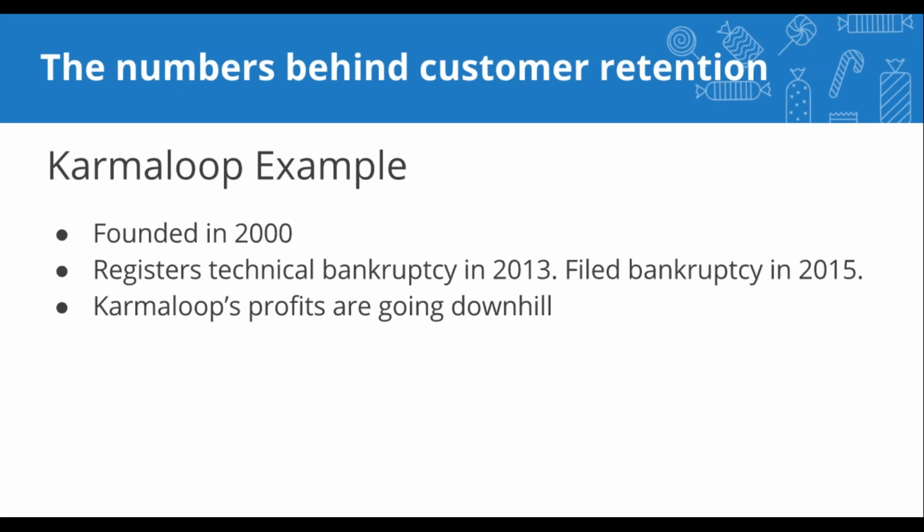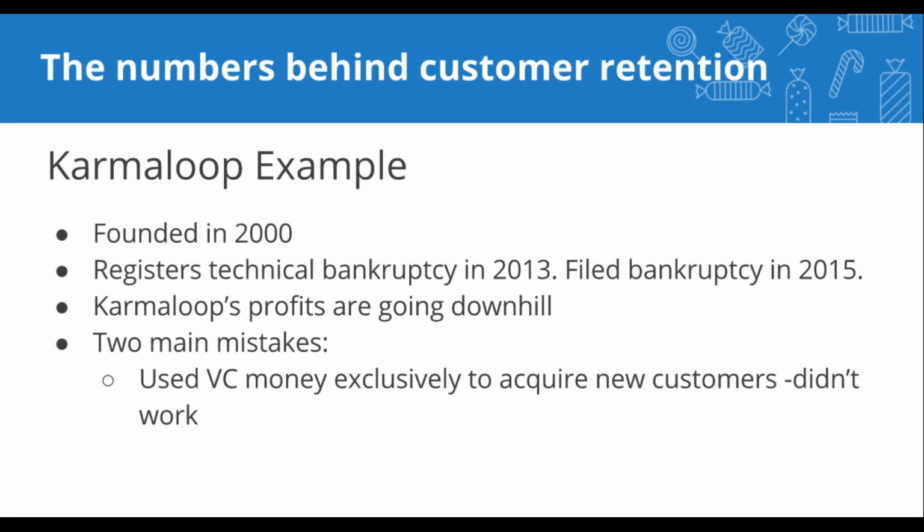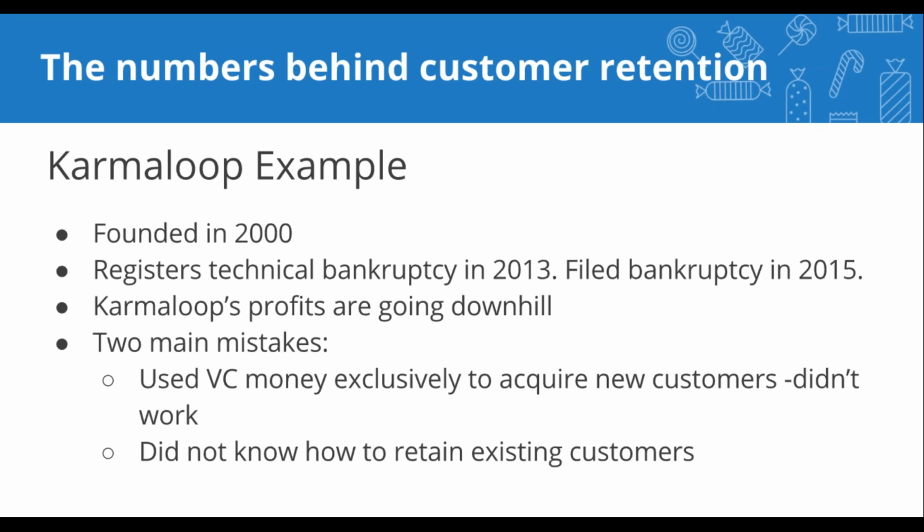Their profits were going downhill, and obviously not everything in life is black or white. So obviously there were a lot more reasons why Karmaloop was going bankrupt. But we can probably narrow this down to two main mistakes. One of them was that they used investors' money exclusively to acquire new customers, and that strategy didn't really work as well as they expected. And also they didn't know how to retain existing customers.